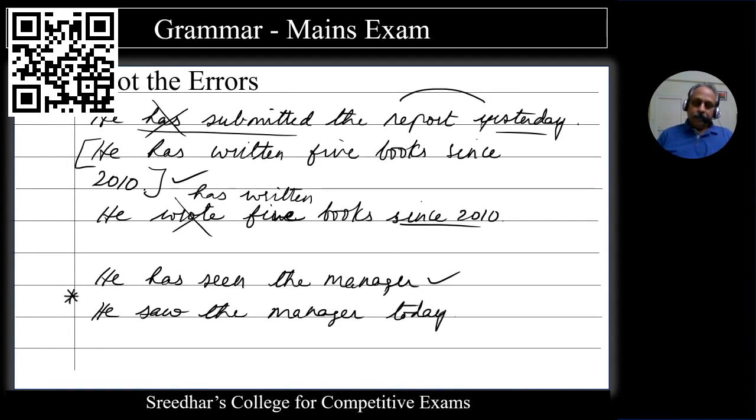This is rather difficult to spot the error. He saw the manager today. Here, the time phrase today. Today is incomplete. Whenever we use an adverb of time that indicates an incomplete time period, we have to use present perfect tense, not past tense. Today, this week, this month, this year, this season, we should use present perfect. This sentence is wrong because he saw the manager today. It is not correct. He has seen the manager today. That is correct. Today, this week, remember, we have to use present perfect, not past tense.